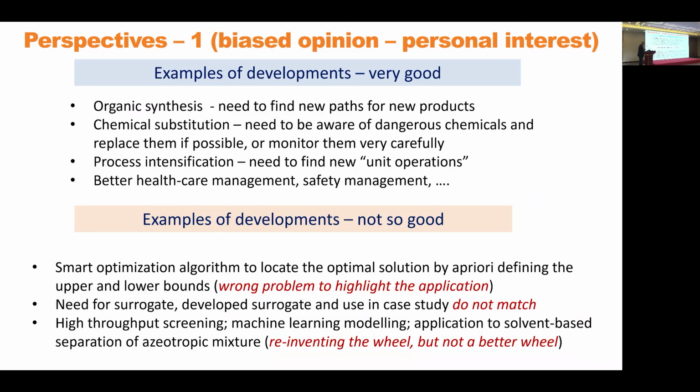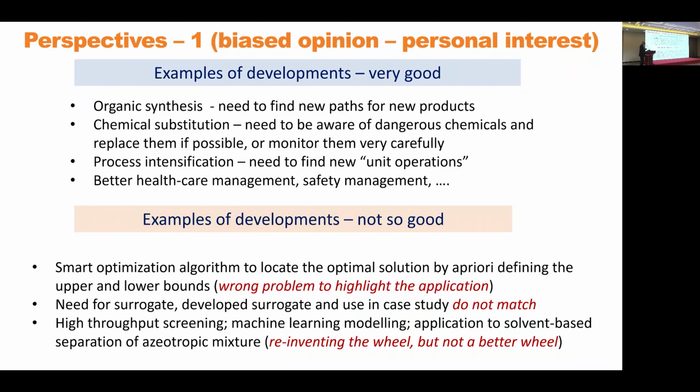Examples of development not so good. These are based on papers I reviewed, and these papers, despite my objections, were published. One was smart optimization, very good maths. The only thing was that the application was for a separation with one solute and one solvent. For that problem, I could write the equation by hand and solve it by hand. I don't understand how that got accepted by the other reviewers and the journal.